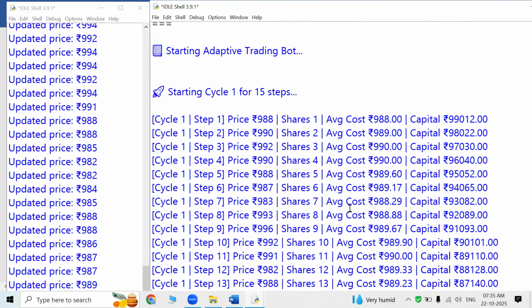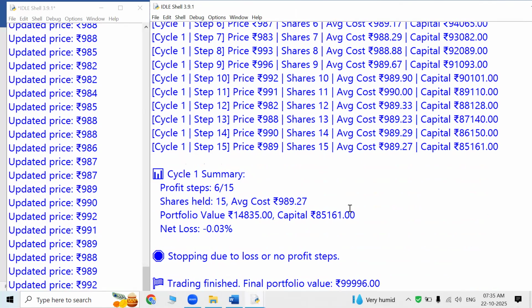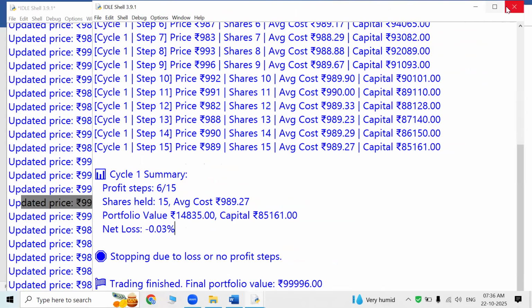We are in our 15th step. The price is up. We are at 0.03 of loss and stop due to the loss. Even for a small loss, we will stop after 15 steps. Now you can check after 15 steps the price is going up. If the price goes up, then it will divide that into 3 parts. Let's run it one more time and check.